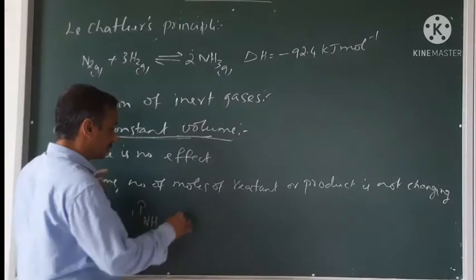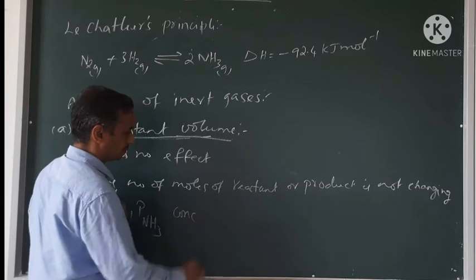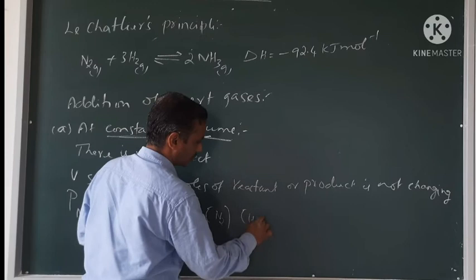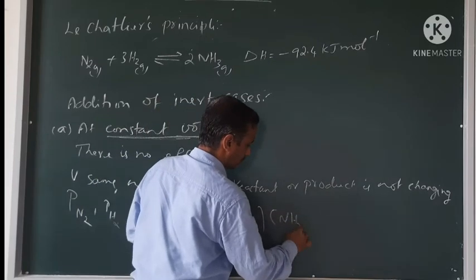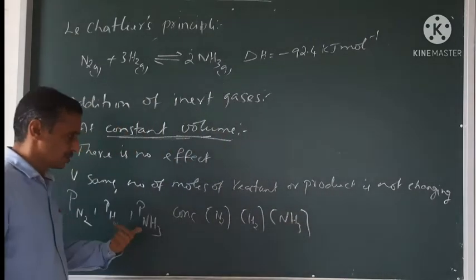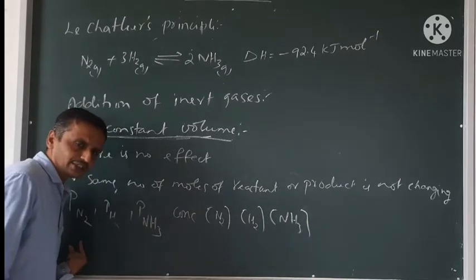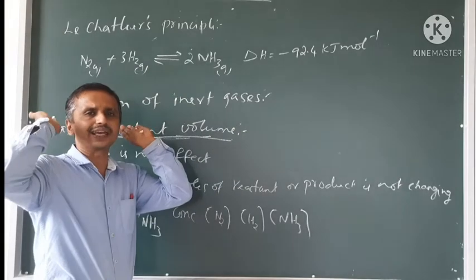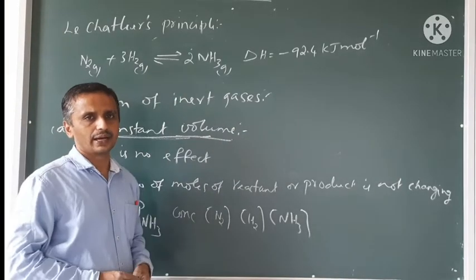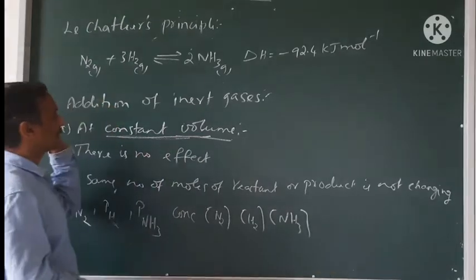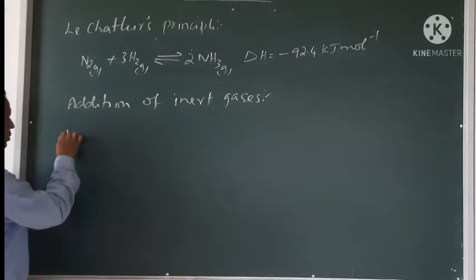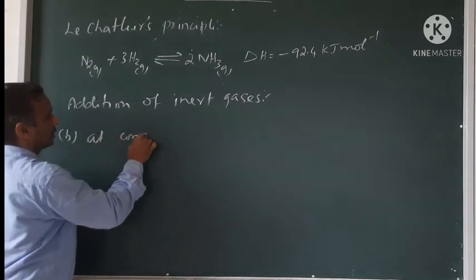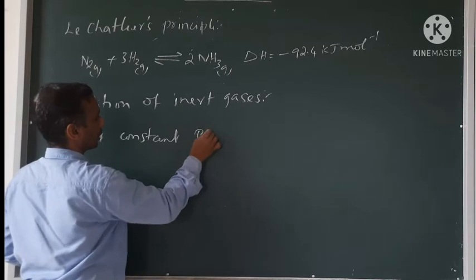Also, the concentrations of N2, hydrogen and ammonia will be the same. So, either with the partial pressure or with the concentration, that will not change when the inert gas is added at a constant volume. Therefore, there is no effect. Next one is at constant pressure.